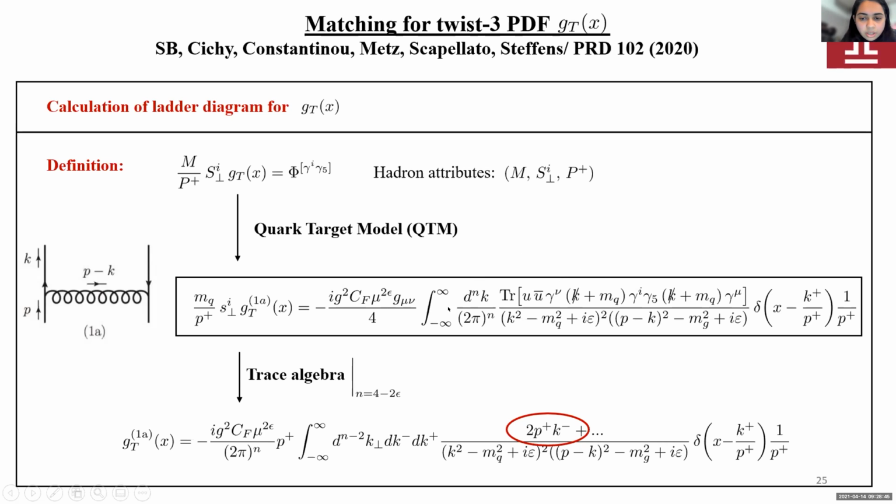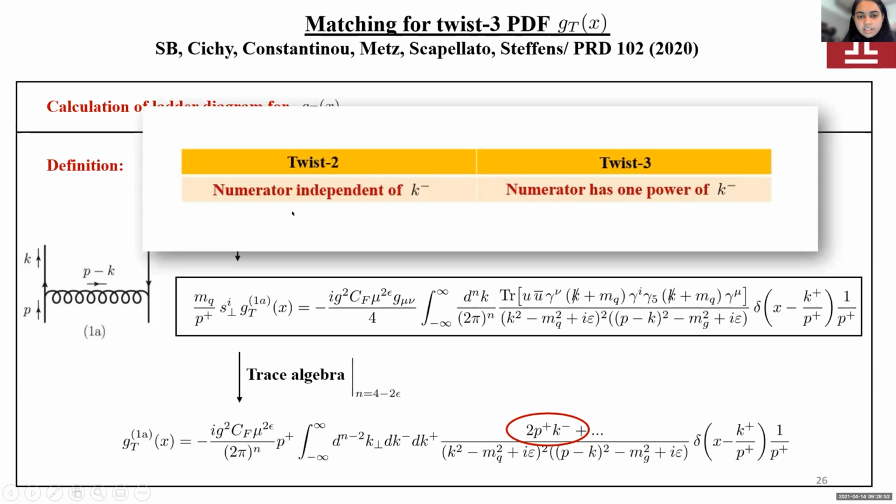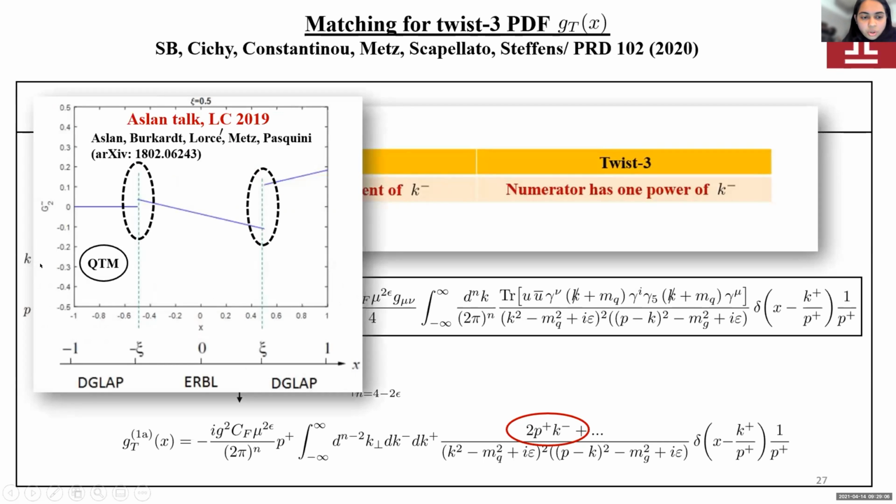A simple trace algebra will give rise to 1 power of K minus in the numerator, and a corresponding calculation of the numerator for Twist-2 PDFs will be independent of K minus. Now this is very interesting because it gives rise to two interesting features at Twist-3. So experts have shown that in quark target model calculations, they give rise to discontinuities in Twist-3 GPDs at the crossover points separating the DGLAP and ERBL regions.